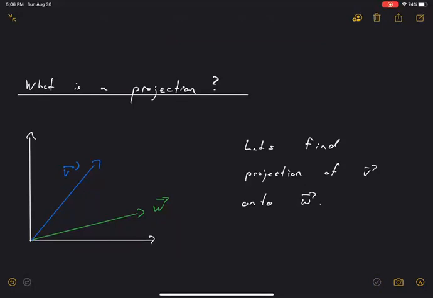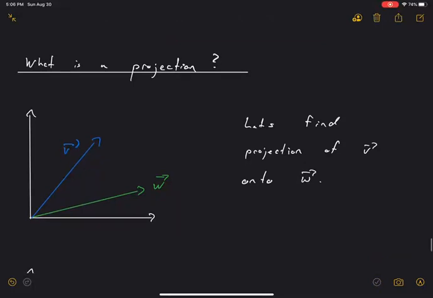Okay, and again, let's flip it from last time. Let's start with the idea first and then get into the mechanics of it. So let's say I have two vectors, v and w, and I want to find this thing called the projection of v onto w. Okay, so what is that?